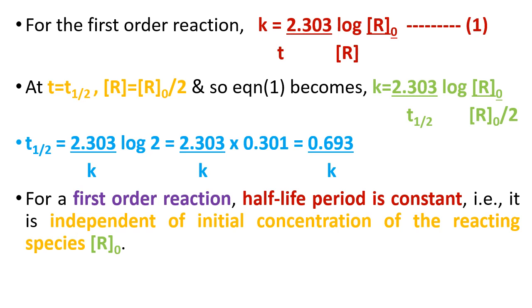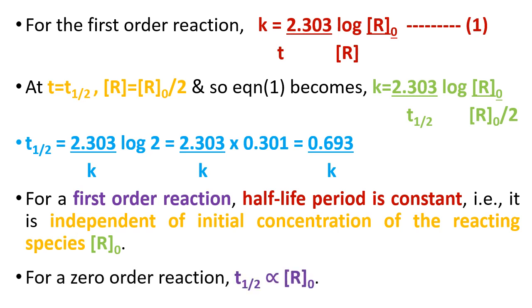Hence, for a first order reaction, half-life period is constant. That is, it is independent of the initial concentration of the reactant species. But for a zero order reaction, t half is directly proportional to initial concentration of the reactant.